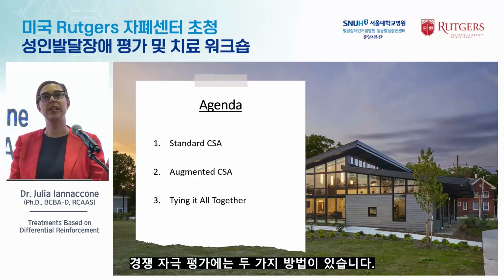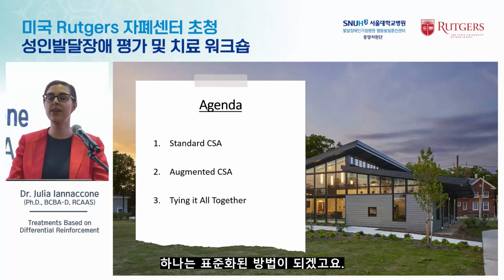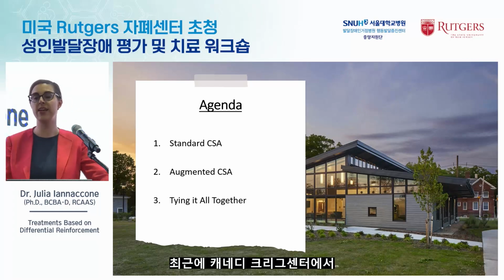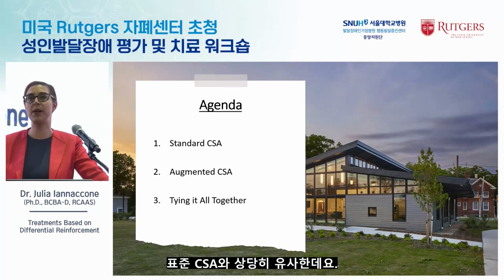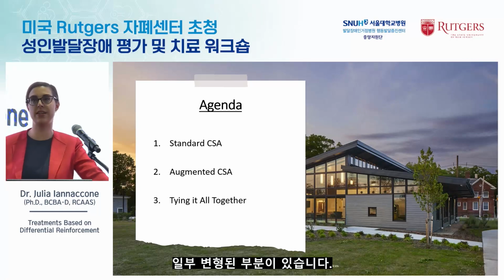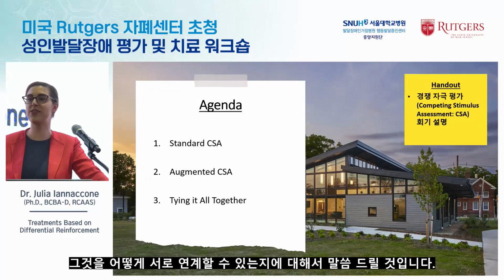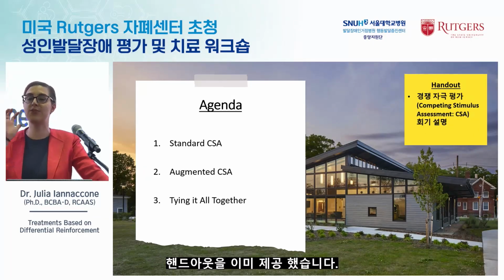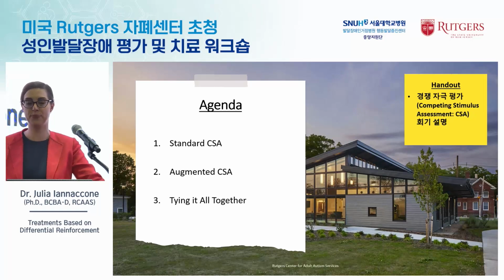So there are two different ways that you can do a competing stimulus assessment. There's the standard way, and then very recently, the folks at the Kennedy Krieger Institute came out with a new way to do a competing stimulus assessment called the augmented competing stimulus assessment. So I'm going to talk about that one briefly. It's very similar to the standard, just with some slight modifications, and then we'll tie it all together. So the handout that's relevant for this training is the competing stimulus assessment session description that you guys have in your stapled packets.